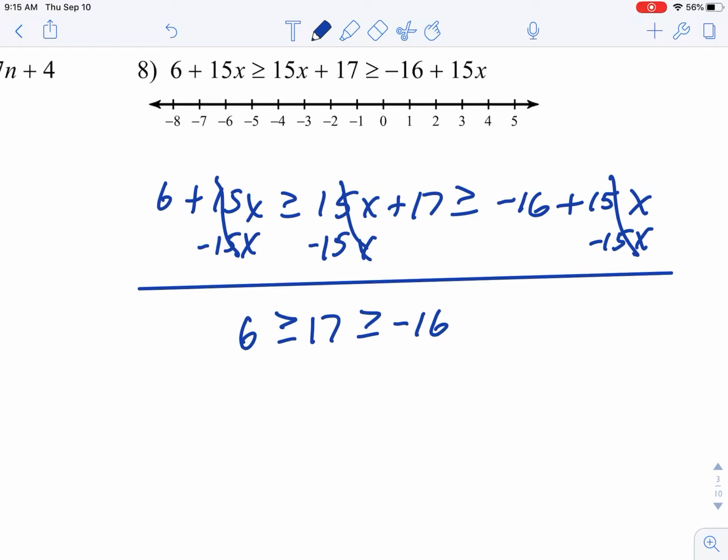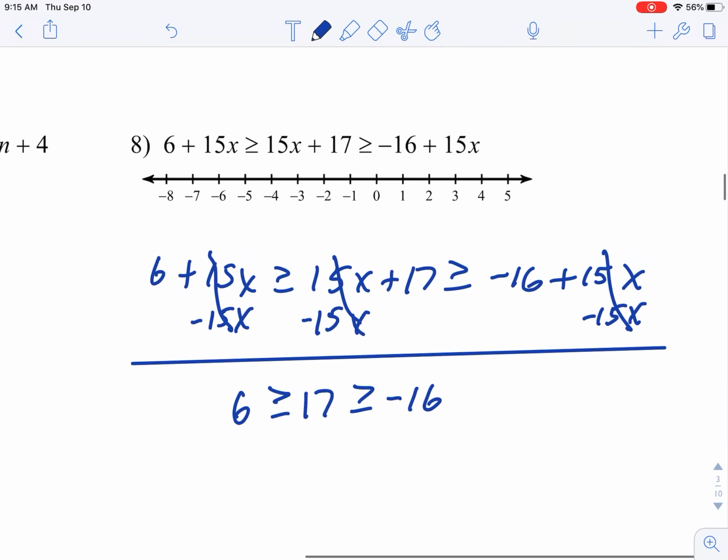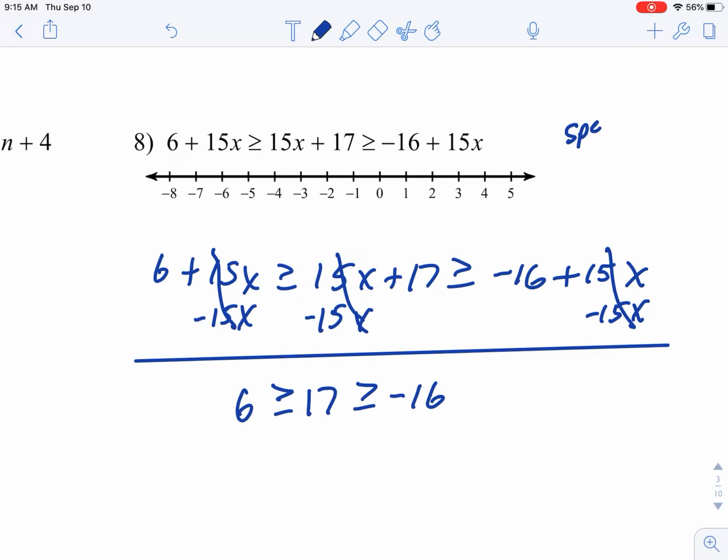Okay, like yesterday, if the x completely cancels out of the problem, we have two scenarios. We could have all real numbers or no solution. So this is a special case. Maybe we'll write that down. Special case. People call me a special case. All right, so this is a special case.